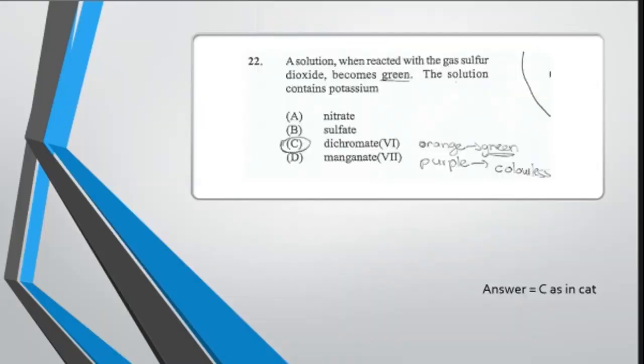So the answer to our question, which solution, when reacted with sulfur dioxide gas, becomes green: the solution contains potassium dichromate, because the dichromate ion is originally orange and it goes from orange to green. It will not be the nitrate, it will not be the sulfate. Our options would be either C or D, either the dichromate or the potassium permanganate, one out of the two. The potassium permanganate goes from purple to colorless, which is not green, while the dichromate goes from orange to green, which is the color that we are looking for. So our answer is C as in cat.